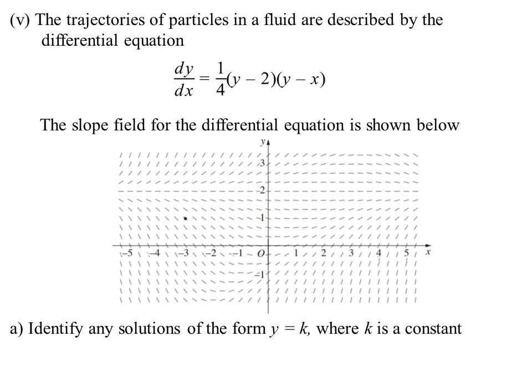Identify any solutions of the form y equals k, where k is a constant. So I get to look at my slope field, and I'm just looking for horizontal. Because if the solution is y equals a constant, then the tangent would be horizontal. And looking at that, there it is there. So y equals 2 must be a solution to this differential equation.